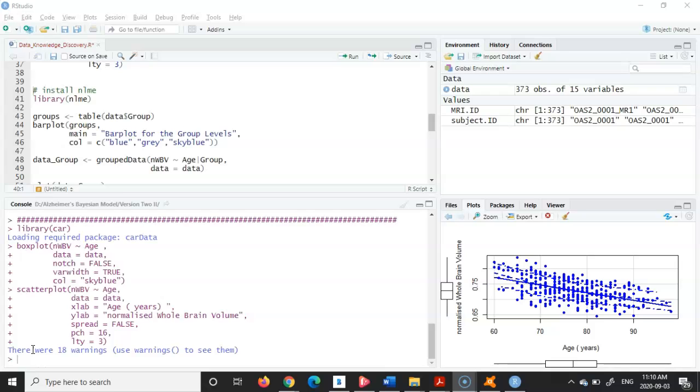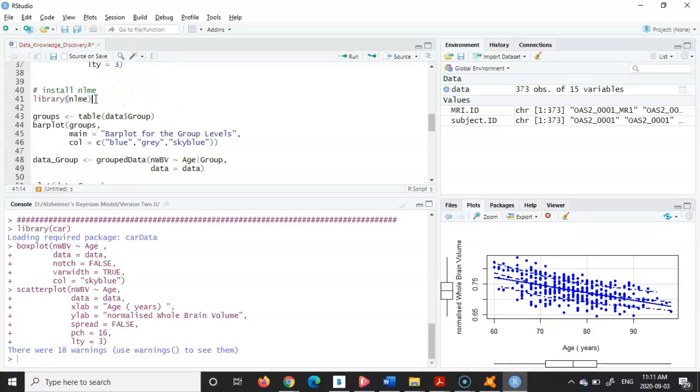And this tutorial is still about data knowledge discovery and data exploration. But we have one goal in mind: we just want to see the impact of the variation with different levels of the group, and also of the socioeconomic status, of the gender, and also of the education on the level of, for example, the brain volume. In order to do that, we just need to install one package.